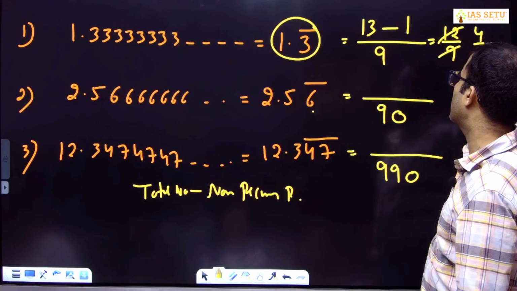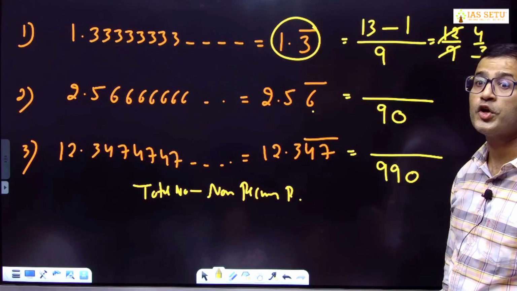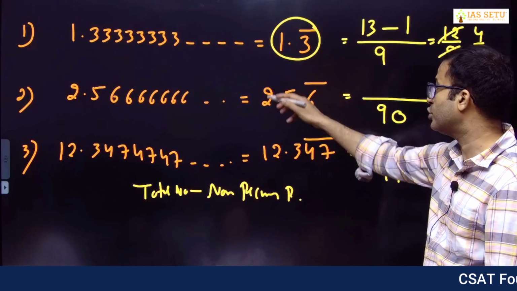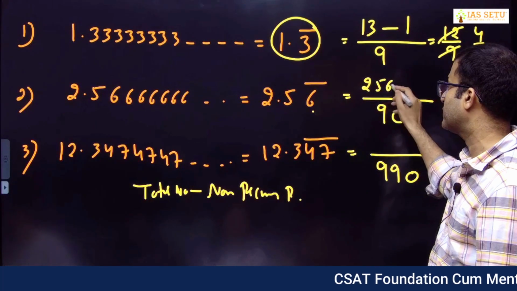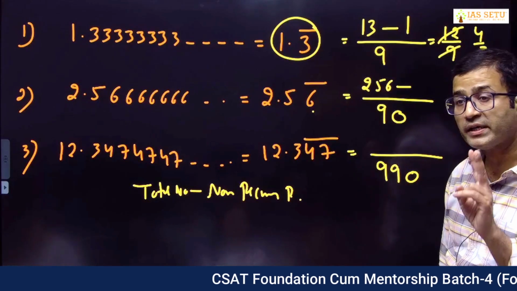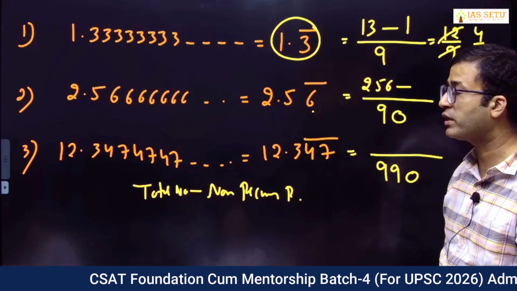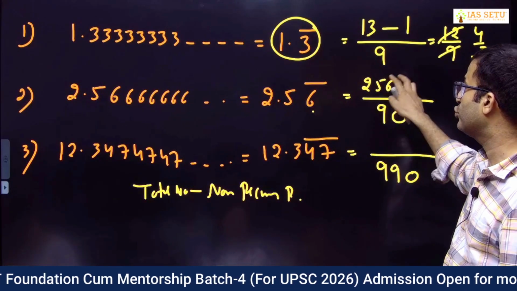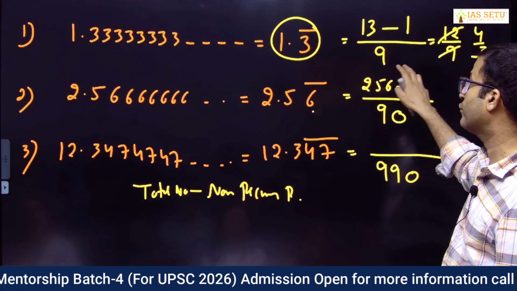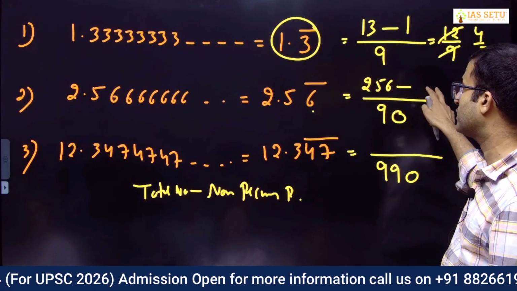If you simplify, 4 by 3. Wait, second example. What is your total number? 256 minus non-recurring. Here students make a mistake. Sometimes they write 256 minus 5, 256 minus 6 or 256 minus 2.